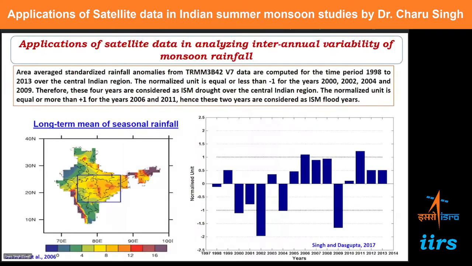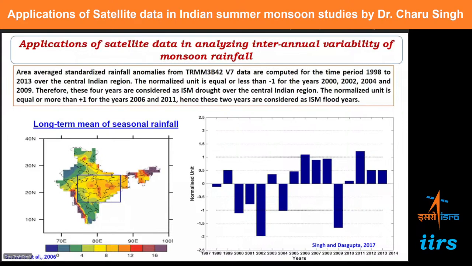Before we look into this, let us see the seasonal rainfall distribution at climatological scale over the Indian region. As I already mentioned, the region dominated by orography receives a high amount of rainfall during the monsoon season, likewise the Western Ghats and the Northeast Indian region. A good amount of rainfall is also received in the foothills of the Himalayas.